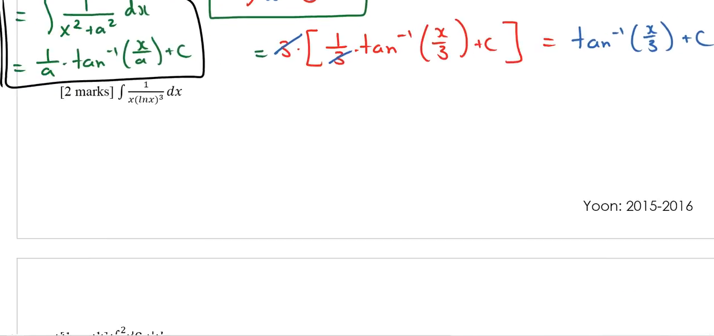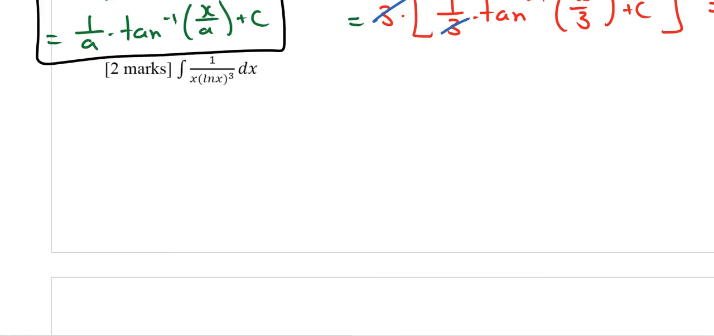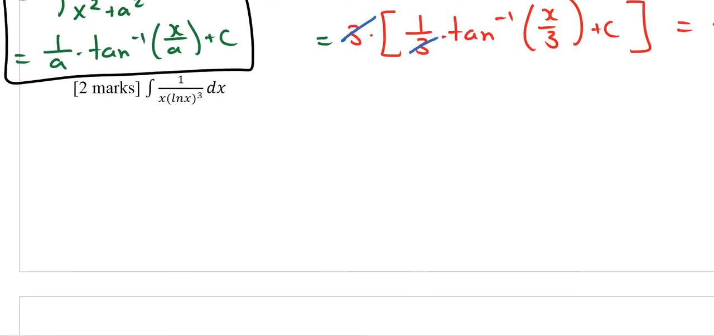Let's move on with the next question here. Another antiderivative, and this is another u substitution question, so let me zoom in here. Okay, so for a question like this, I will let my u value be ln x. So u equals ln x.